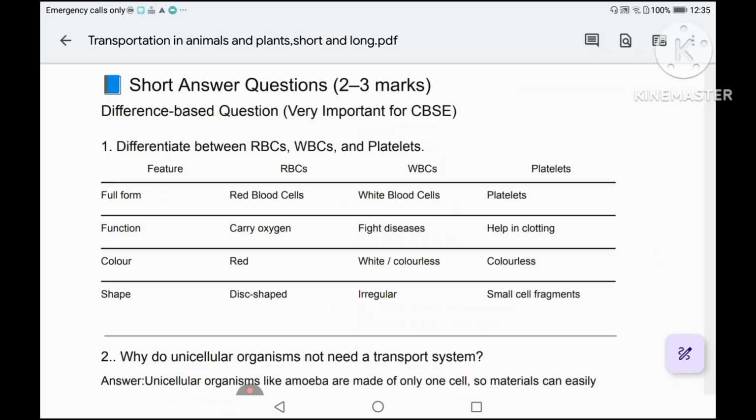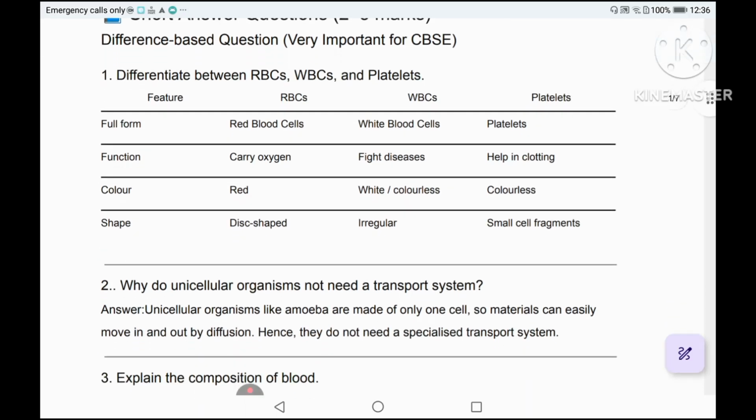Differentiate between RBCs, WBCs and platelets. Full form: red blood cells, white blood cells, platelets. Function: carry oxygen, fight diseases and help in clotting. Color: red, white, colorless. Shape: disc shape, irregular, small cell fragments.